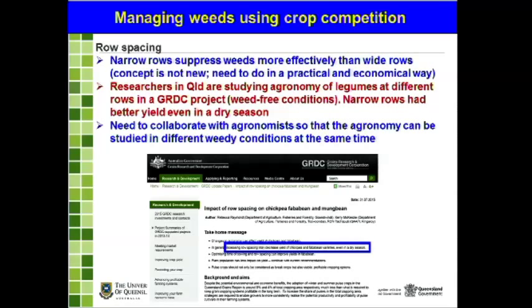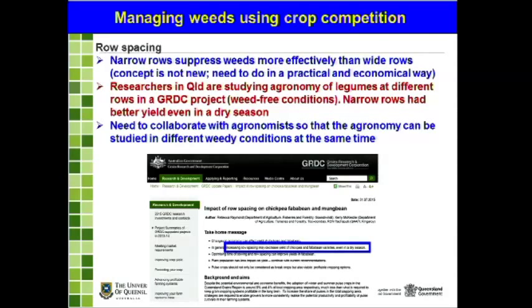So what I'm trying to do now is collaborate with these agronomists rather than doing something separately or in a different project. Here I need to collaborate with the agronomist and do that agronomy, because later on, when we say that narrow row spacing suppresses weeds more effectively, there are some issues. For example, some of these canopies may increase some kind of disease.